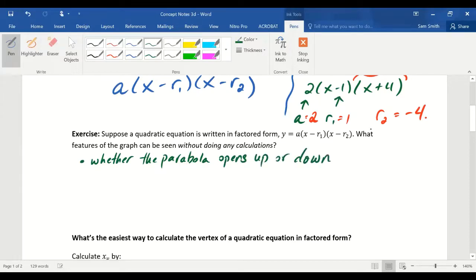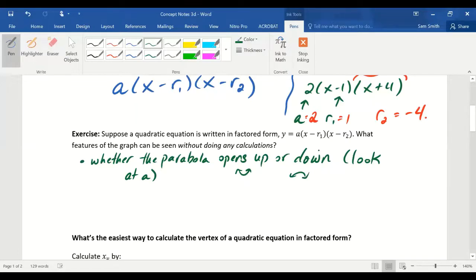And the secret is that this A, this number in front in factored form, is actually exactly the same A that you see show up in standard form. They're the same number, and that's why I am allowed to call them the same letter. They're actually exactly the same. So in factored form as well, all I have to do is look at the number out in front here, look at the A value, and I can determine if A is positive, the parabola opens up. If A is negative, the parabola opens down, smiley or frowny.